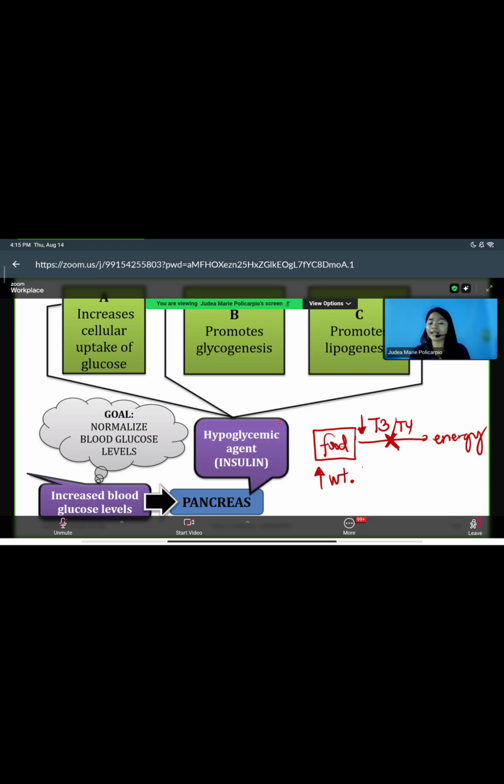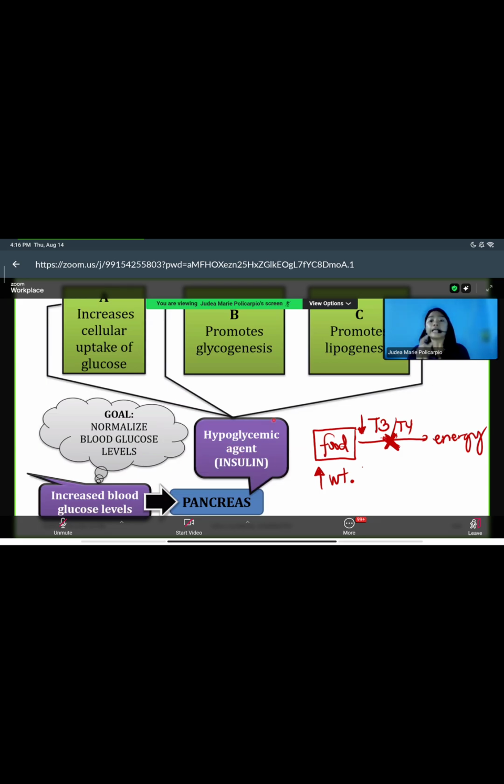Kasi kahit gaano kakonti ang kinakain mong pagkain, kung wala naman thyroid hormone na magko-convert ng food na yun into energy, di mo rin magagamit yun. May ipon lang yun sa body mo in the form of adipose tissue, which adds up to the weight.